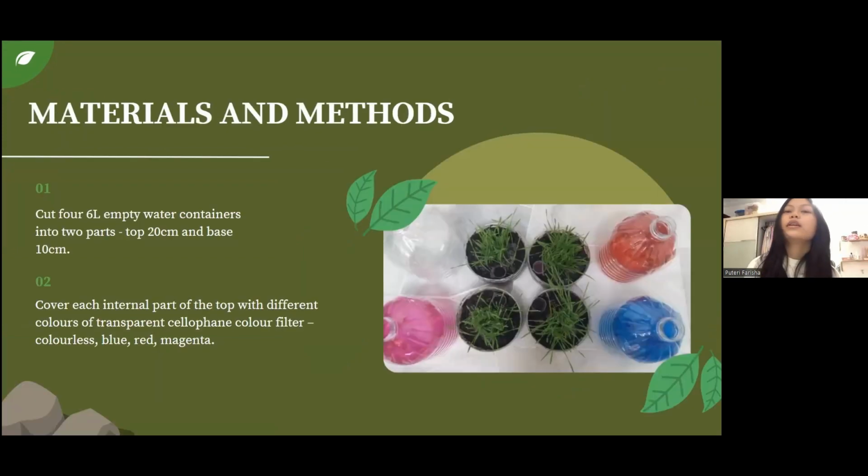Materials and method. The first step: we need to cut 4 6-liter empty water containers into 2 parts. The top is 20 cm and the base is 10 cm. Next, cover the internal part of each top with a different color of transparent cellophane color filter: colorless, blue, red, and magenta.